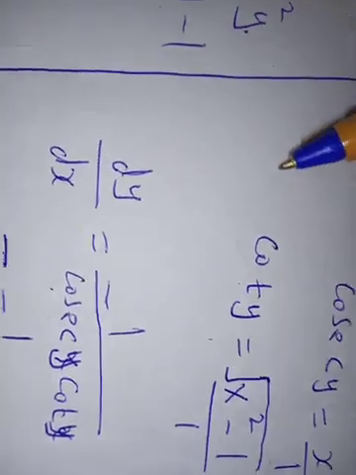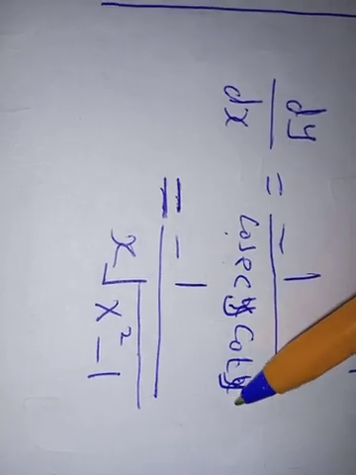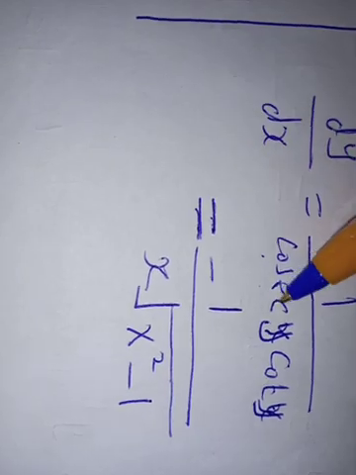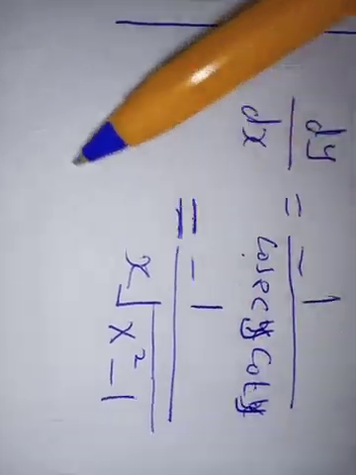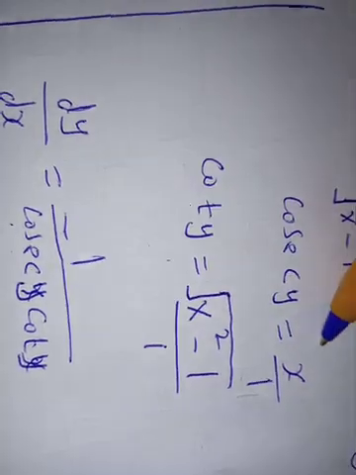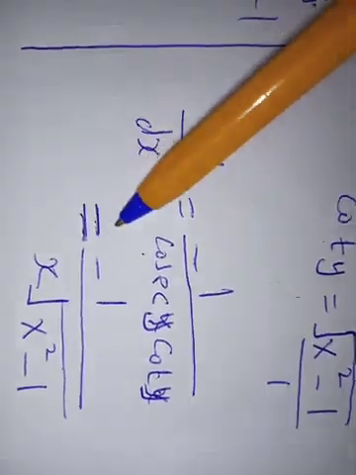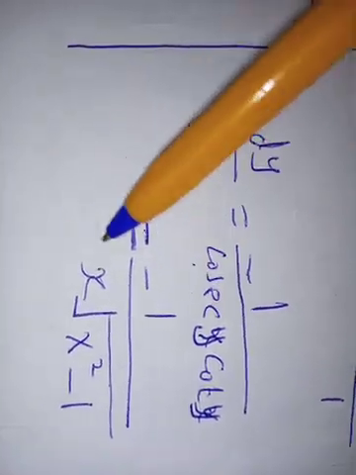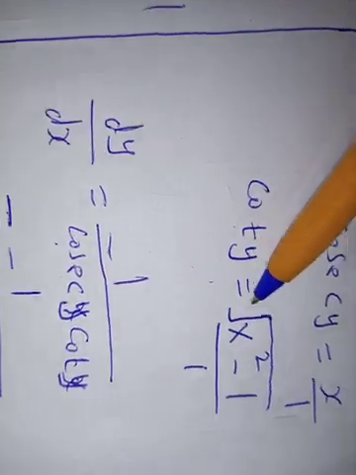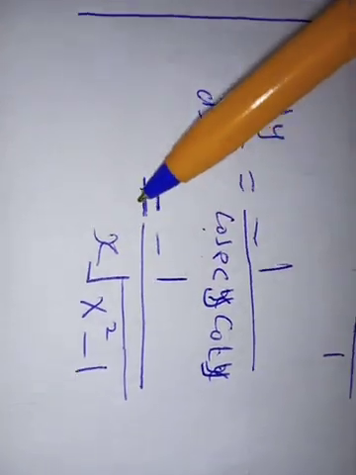So we substitute: dy over dx is equal to negative 1 divided by cosec y times cot y, which is equal to negative 1 over x, since cosec y is x, because x divided by 1 is x, multiplied by cot y, which is the square root of x squared minus 1, as shown there. So that is the way.